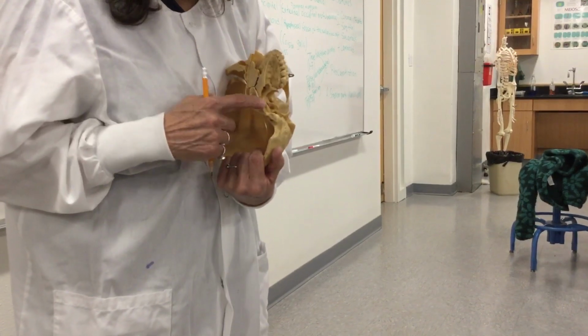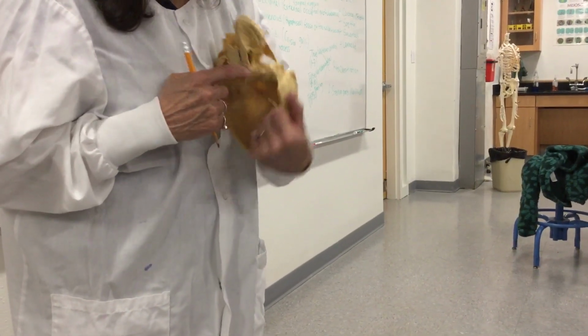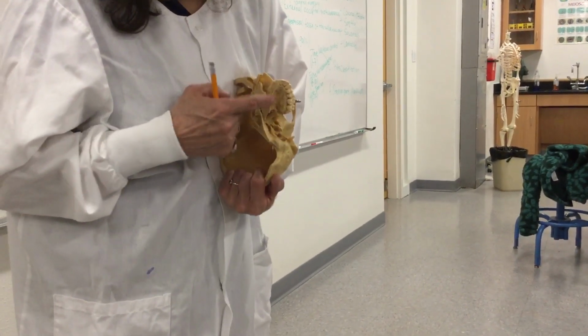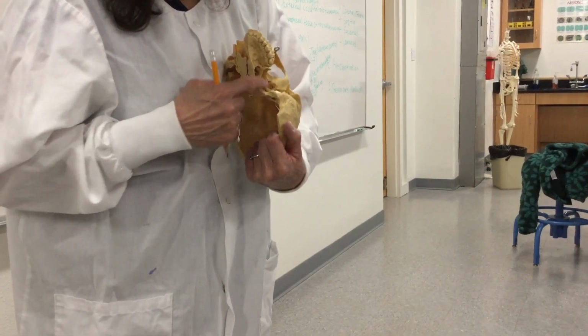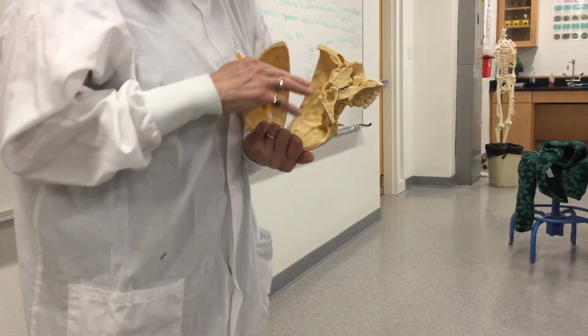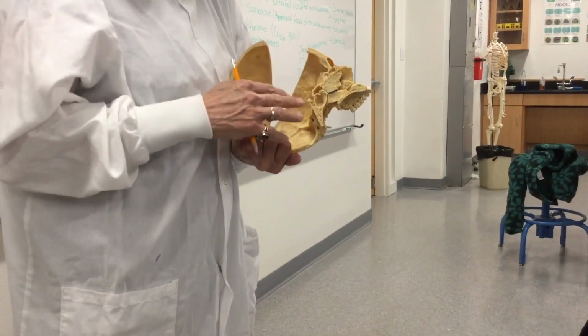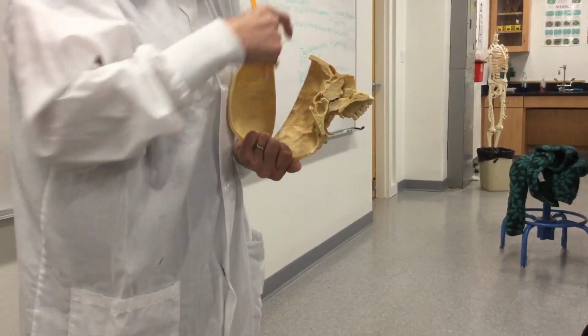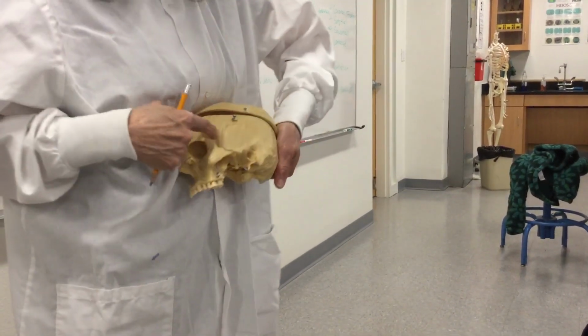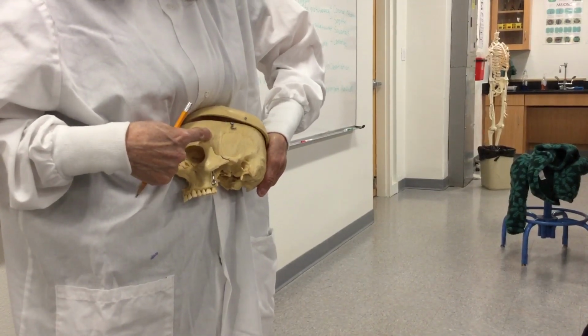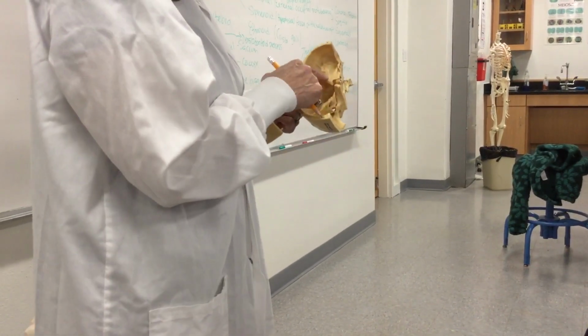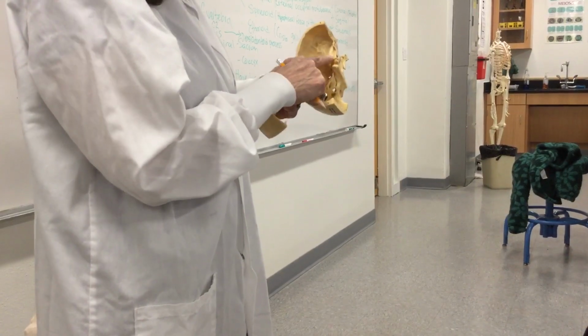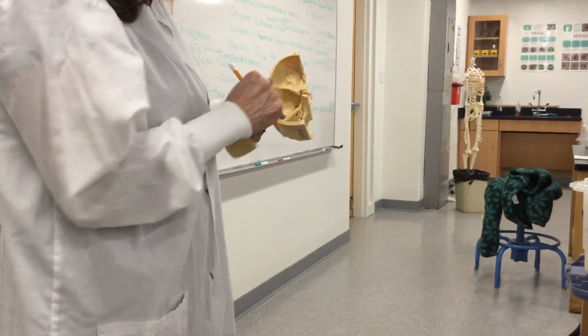And you can see part of the sphenoid in here as well. The sphenoid is the keystone bone of our skull because it connects all the other bones of the skull. And then laterally here, what you can see is the greater wing of the sphenoid, which is this. And then in here we have the lesser wings of the sphenoid.